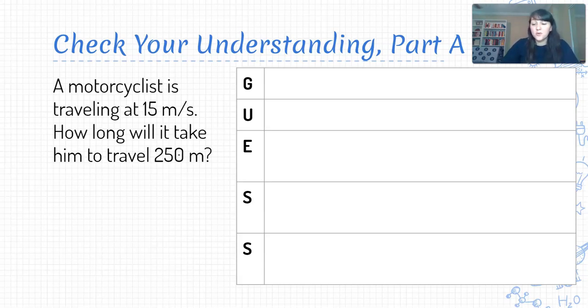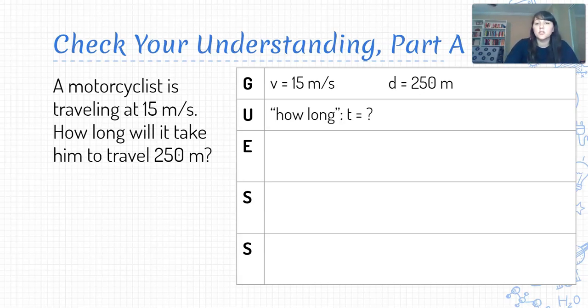All right, so walking through this problem, here's what I know. I know that the velocity is 15 meters per second. It doesn't say anything about the velocity changing. There's no speeding up, there's no slowing down. So that's just the velocity, no need to put initial or final on it. And then my displacement is 250 meters. I am trying to solve for the amount of time that this is taking.